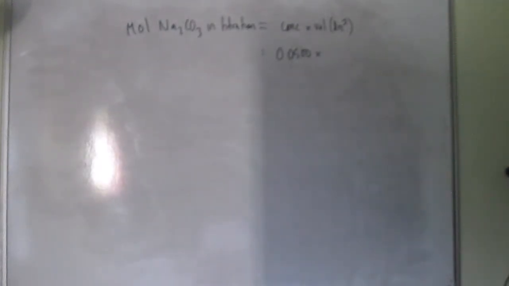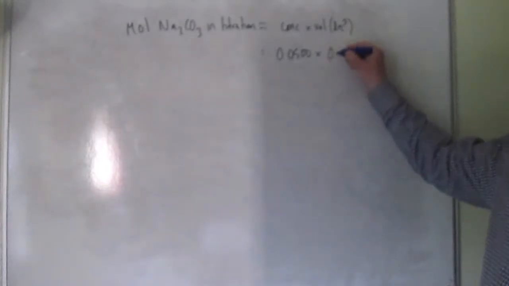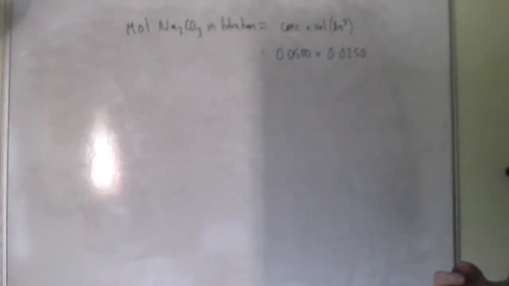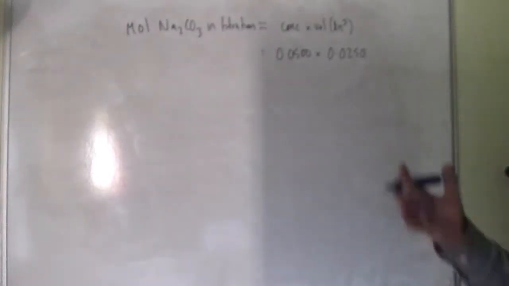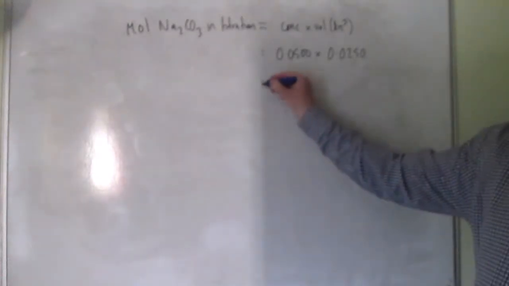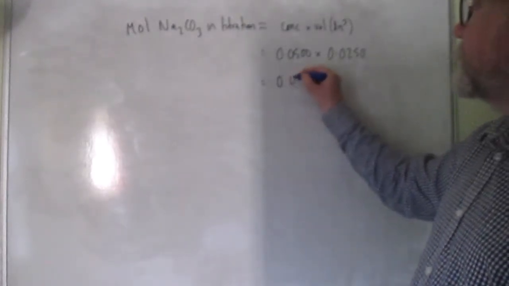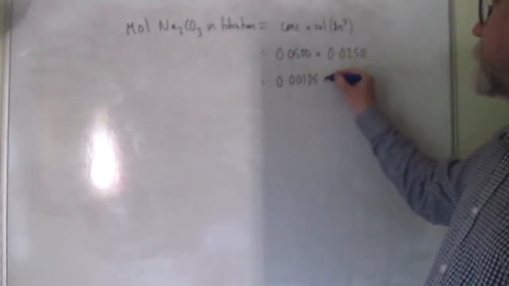obviously there's a lot of volumes floating around here. The sodium carbonate was what you measured out with the pipette, right? So it said that you took a 25 cm cubed portion of sodium carbonate. So this is 25 cm cubed, which is 0.025 dm cubed. It's not the burette volume, because that was the volume of acid, so you've got to watch out for that. So we've got to multiply those 2 numbers together, and that comes to 0.00125 moles.